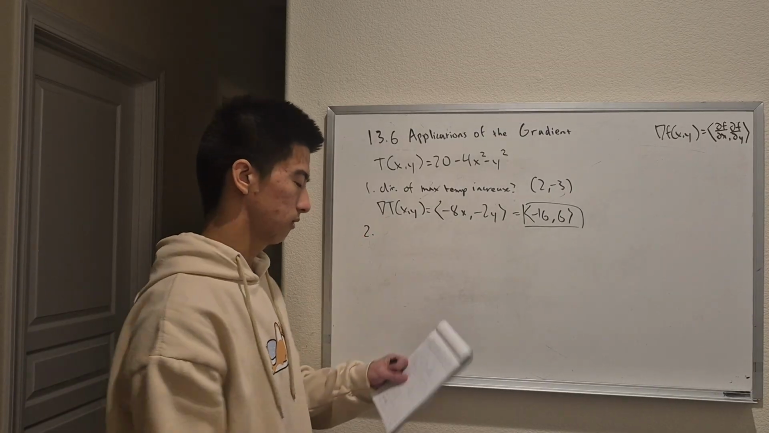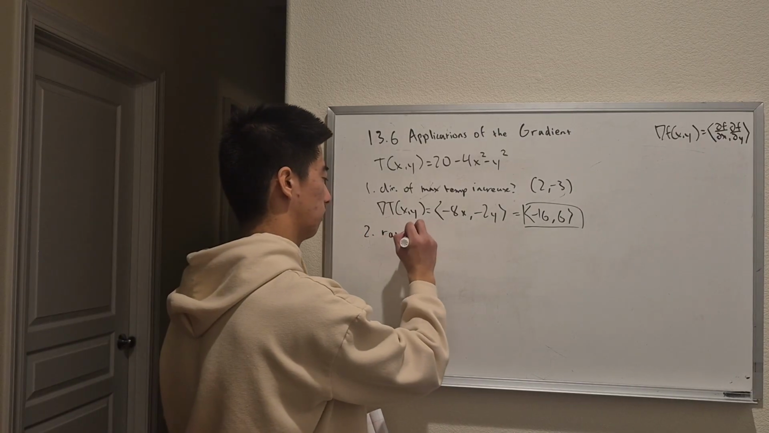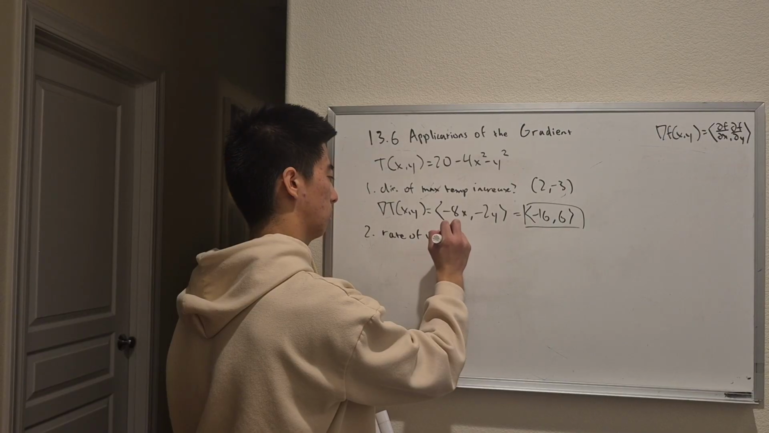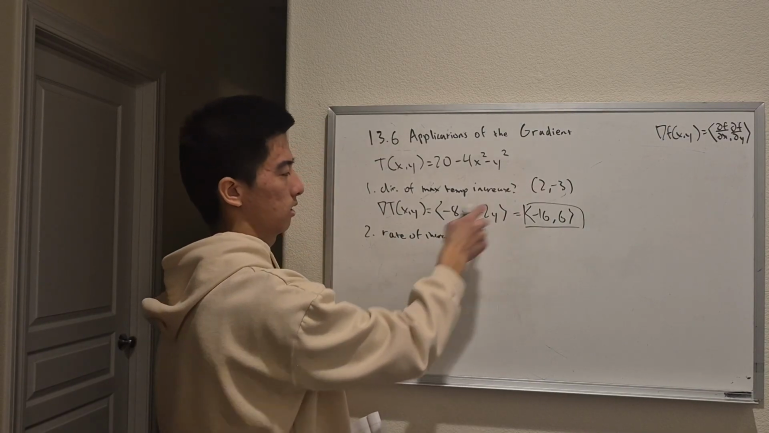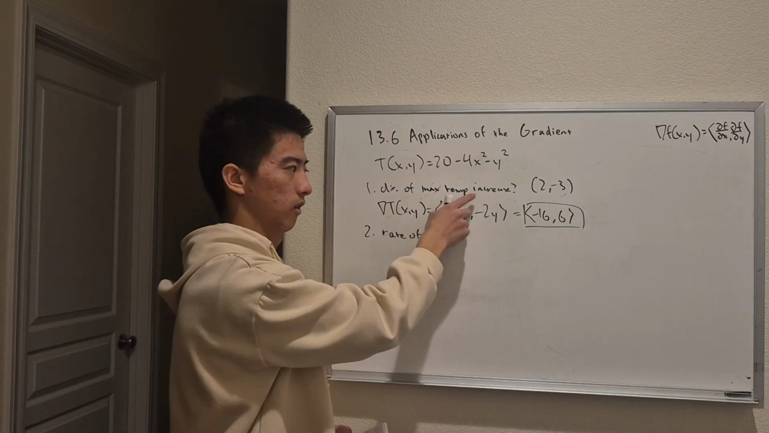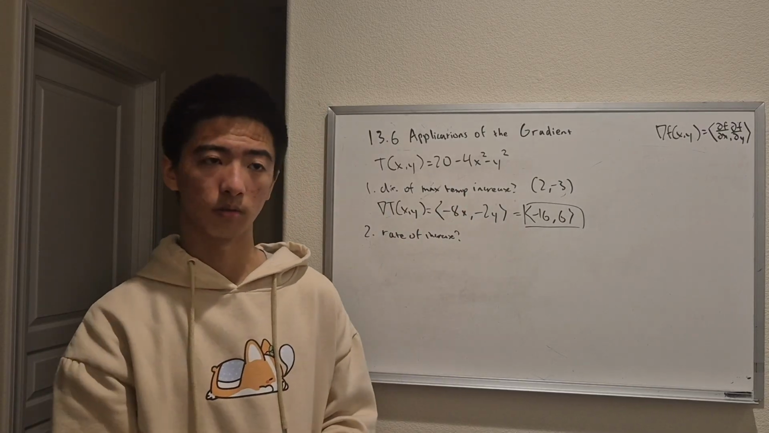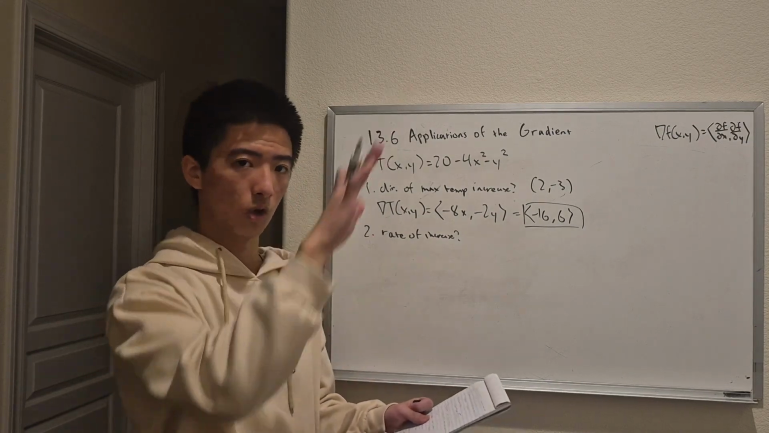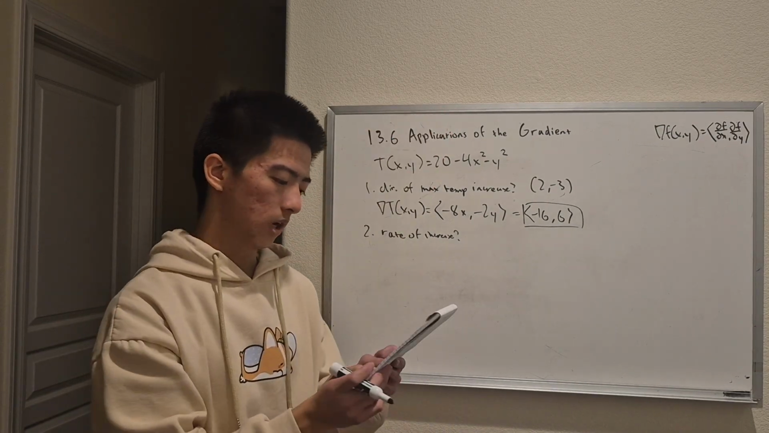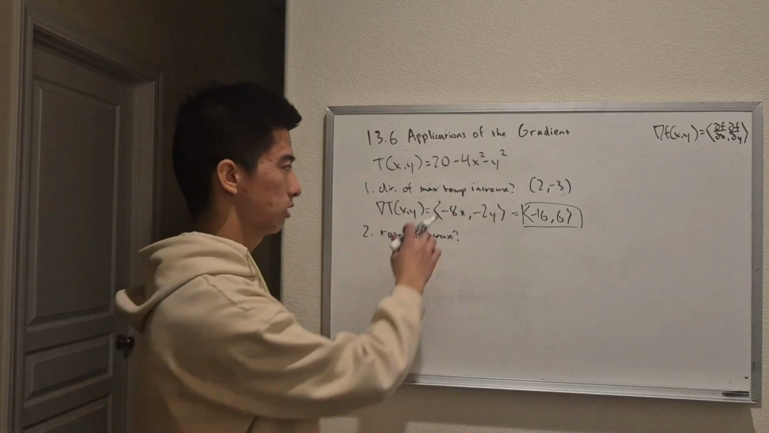Number 2 is asking what the rate of increase is when you're going in the direction of this maximum temperature increase. The rate of increase is just the directional derivative, because it's like the slope in that direction. And we said that is just the magnitude of the gradient.